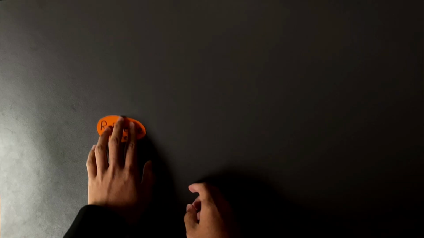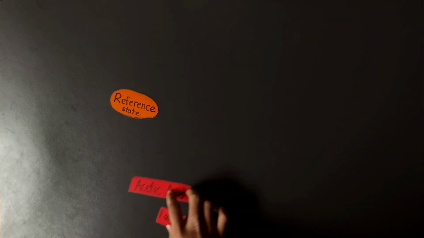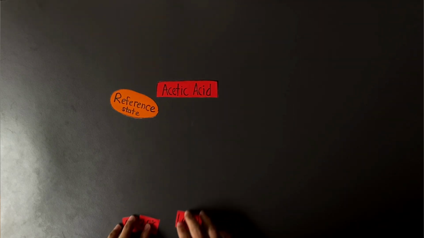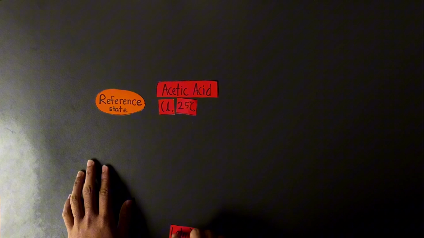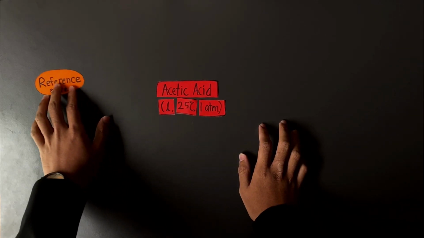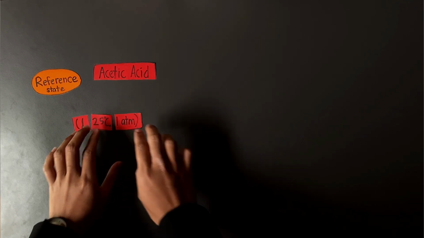Now, let me guide you through the calculation of energy balance on a reactive unit. First and foremost, we must set the reference state for each substance, which in this case, I picked for acetic acid. It is liquid, 25 degrees centigrade and 1 atm. Now, we want to move on to the specific enthalpy for acetic acid.